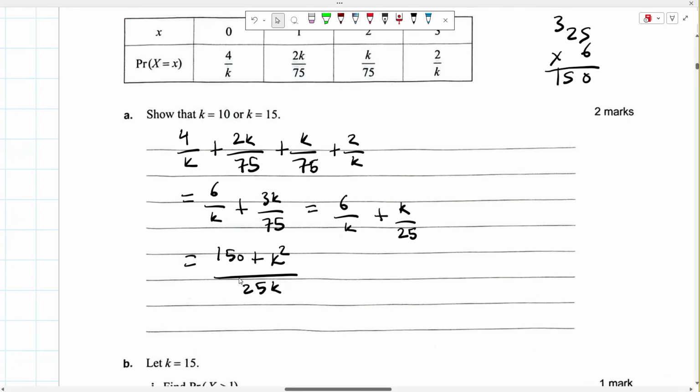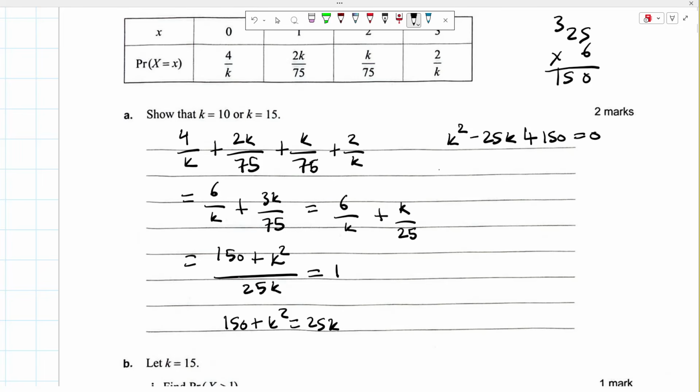Right? And what does the sum of these probabilities have to equal? Has to equal 1. So, okay, let's just try to solve this. We get 150 plus k squared is equal to 25k. So we get k squared minus 25k plus 150 is equal to 0.